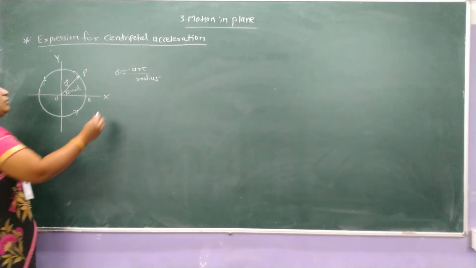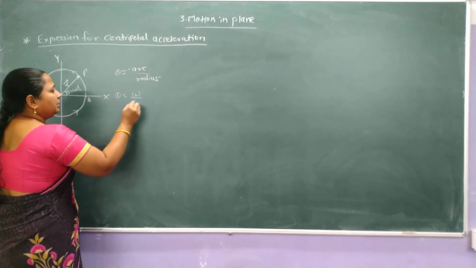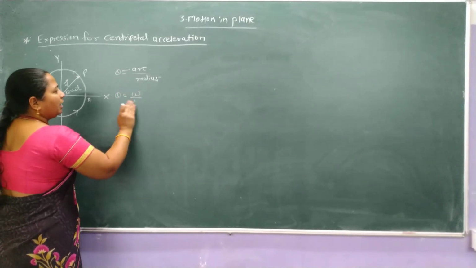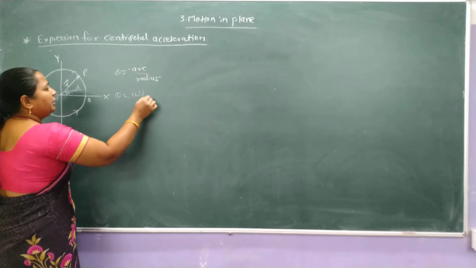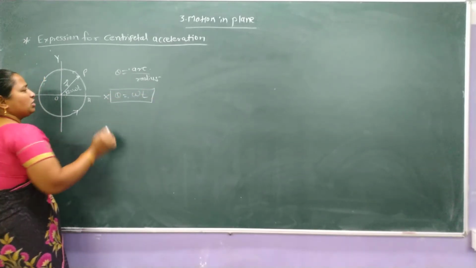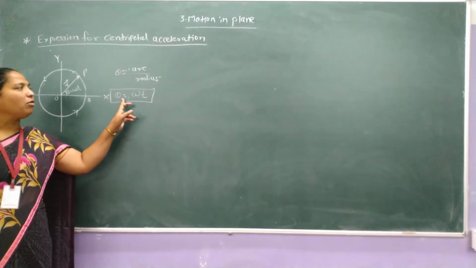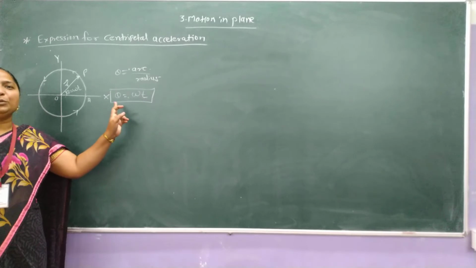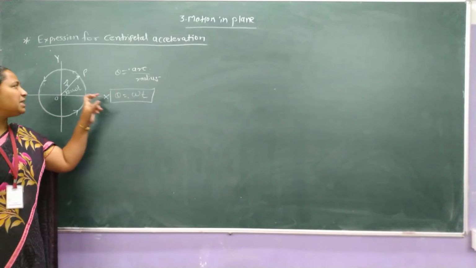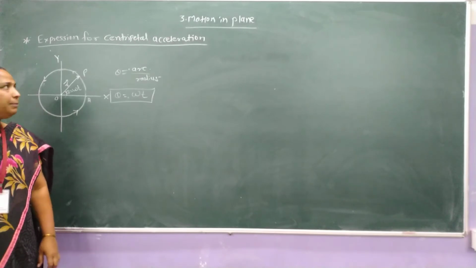Therefore theta is equal to omega into t, where omega is angular velocity. Angular velocity means the rate of change of angular displacement. Omega is theta upon t, the rate of change of angular displacement.